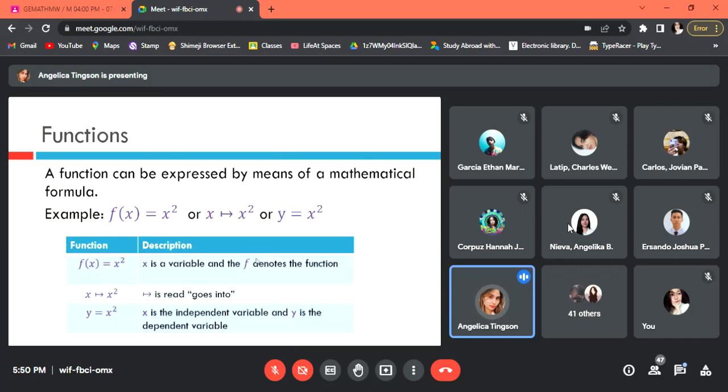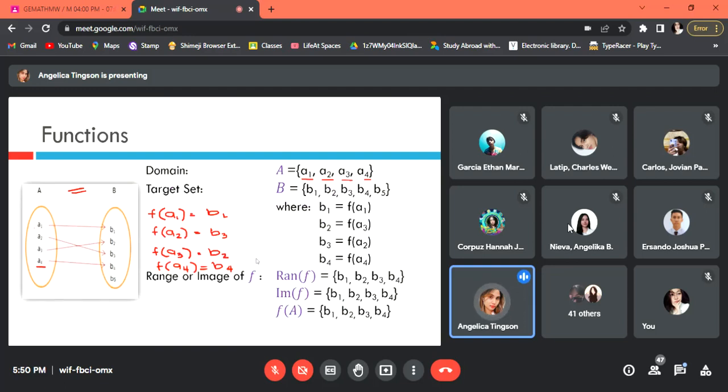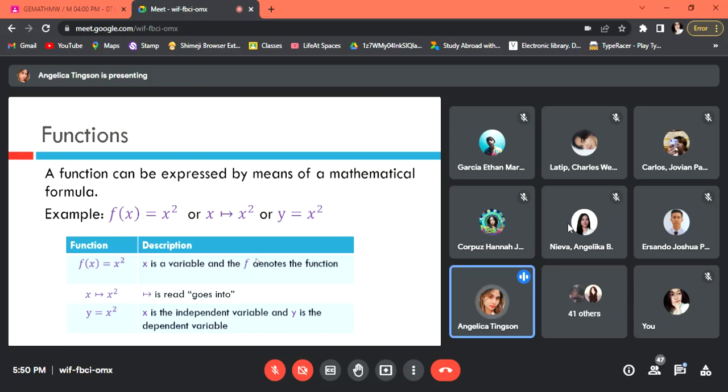So, mas makaklarify kayo kung ang example natin ay mga numbers, no? A function can be expressed by means of a mathematical formula. For example, f of x equals x squared. Gagamitin natin yung x squared para makuha yung ating range or y or b, no? So, f of x is a variable and the f denotes the function.